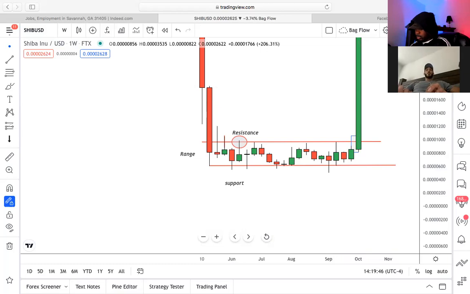So starting from the higher time frames is usually what I like to do, because I like to see what big money's doing, what big money targets are, right? Because obviously we know this is a long-term investment. We're not getting in, getting out type of deal.